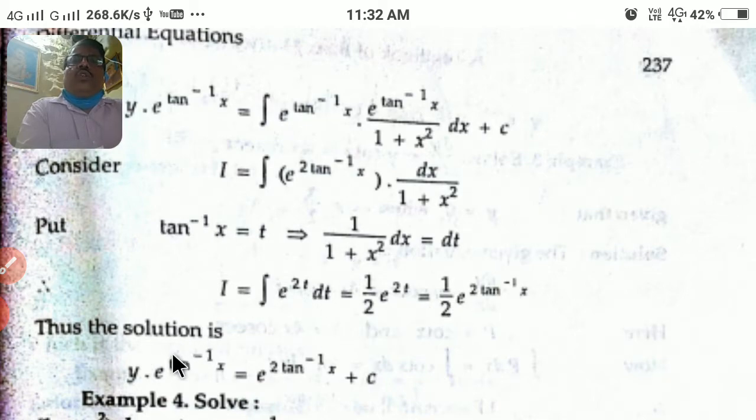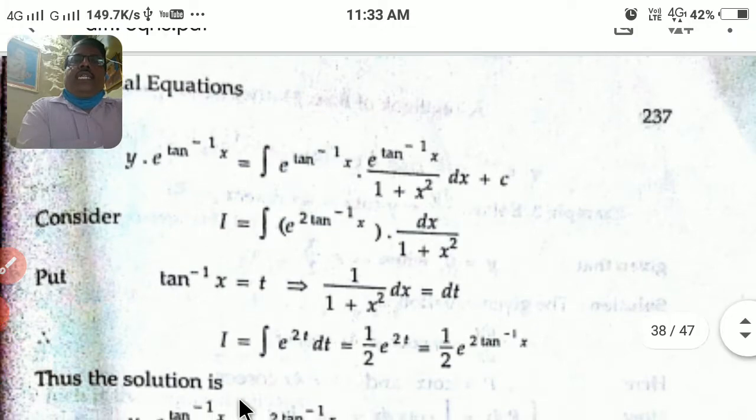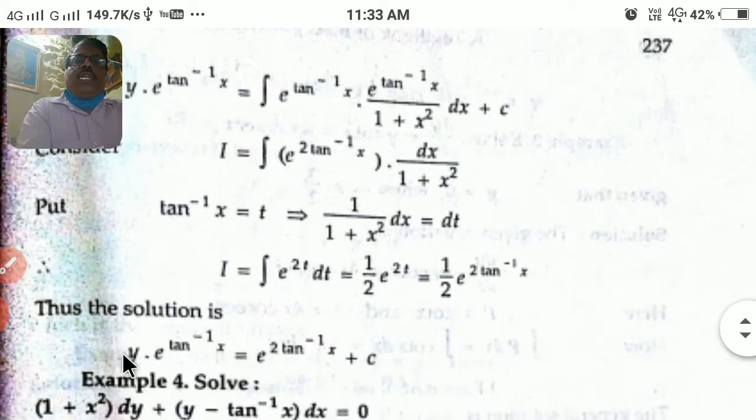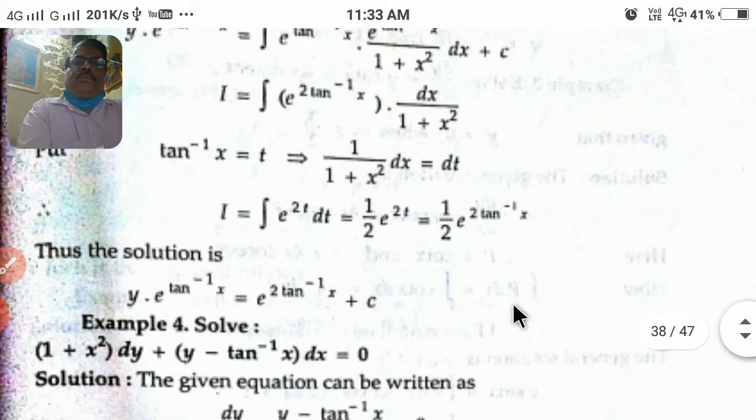So therefore the solution is y into e raised to tan inverse x equal to, as we have already integrated, 1 by 2 e raised to 2 tan inverse x plus c. Okay, so this is the solution of the given problem.